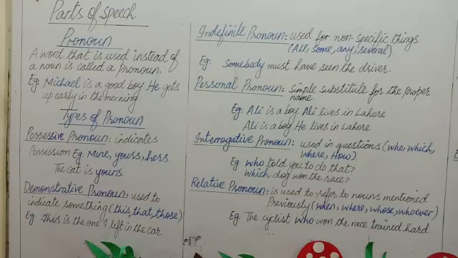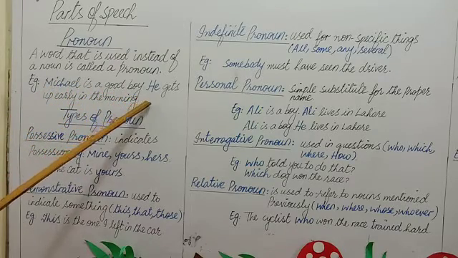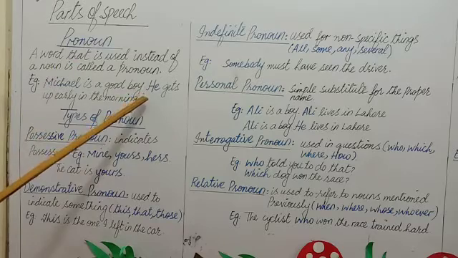The name of the next part of speech is pronoun. A word that is used instead of a noun is called a pronoun. For example, Michael is a good boy. He gets up early in the morning. So instead of Michael, we have written he. So here he is a pronoun which is used instead of Michael.